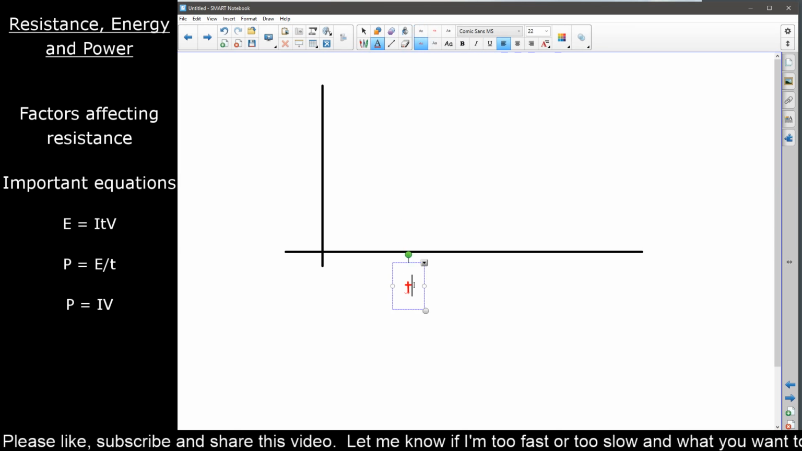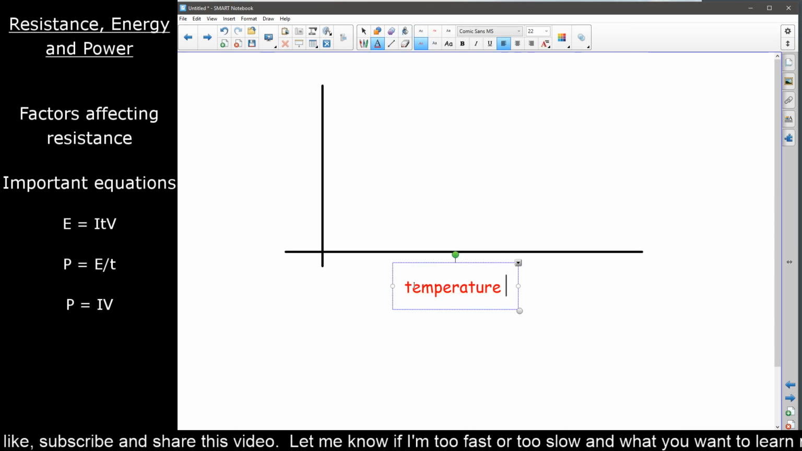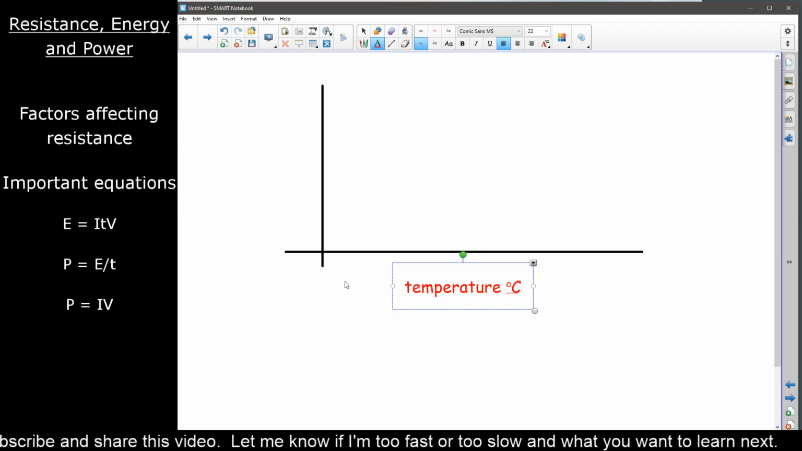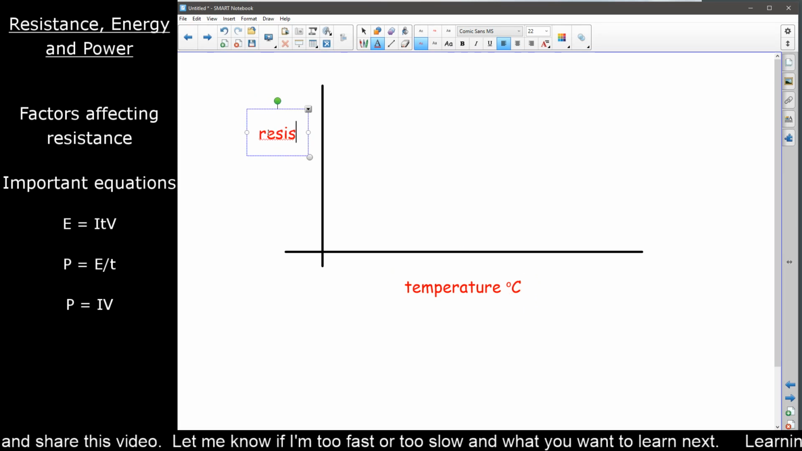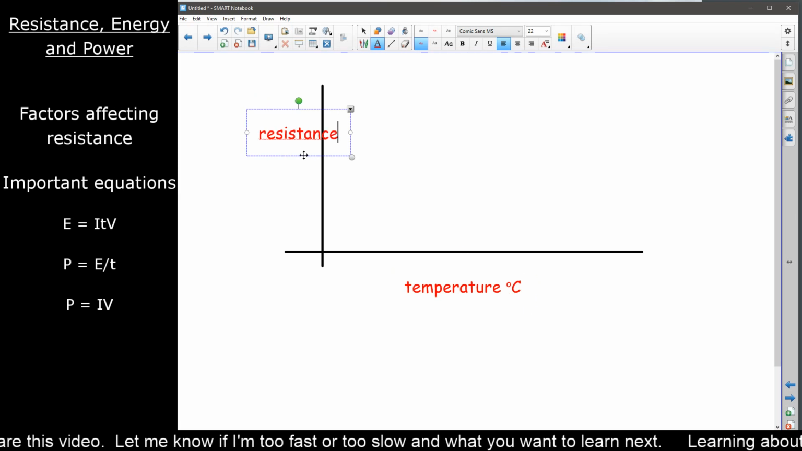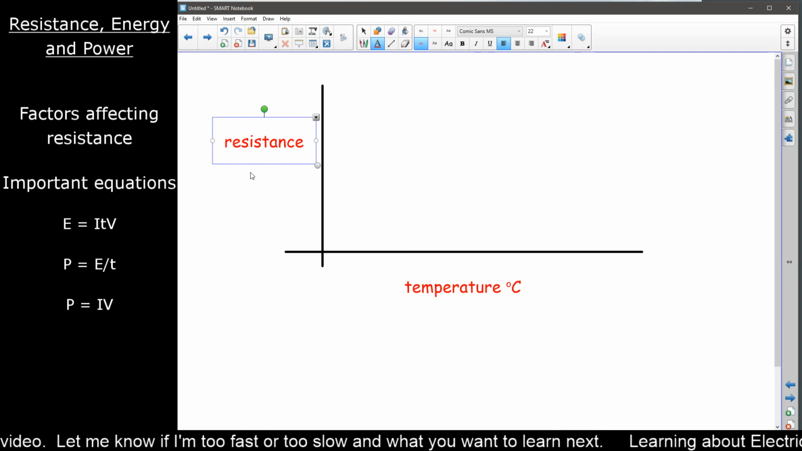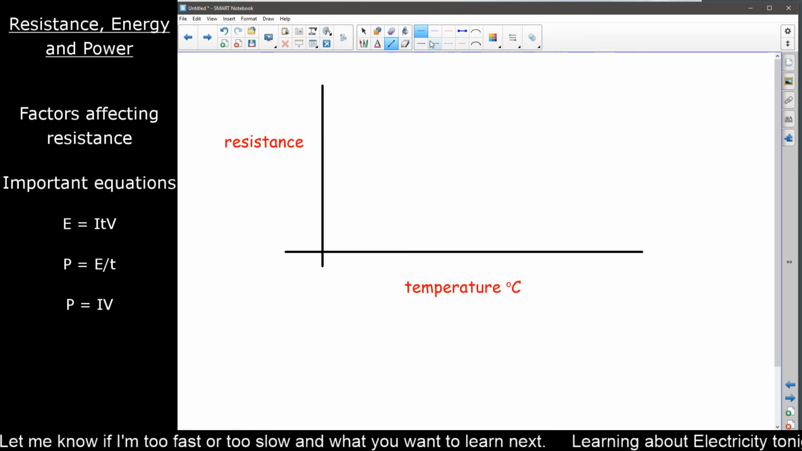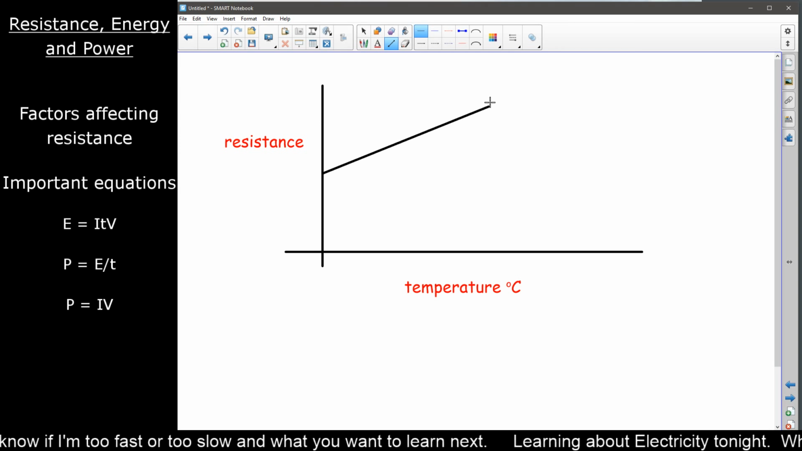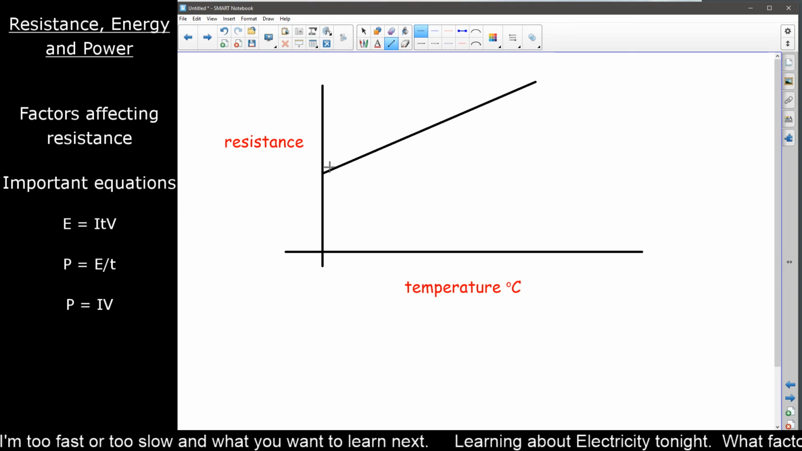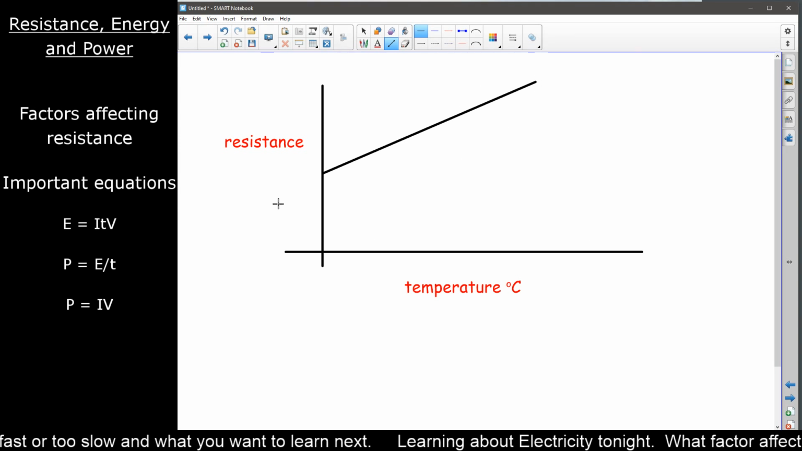If this is temperature, and the temperature is in degrees Celsius, and we have resistance up the side, in whatever unit you want, probably ohms, then your graph should look something like this. Okay, it doesn't have to be a straight line, it just has to go up. But as the temperature increases, the resistance increases.